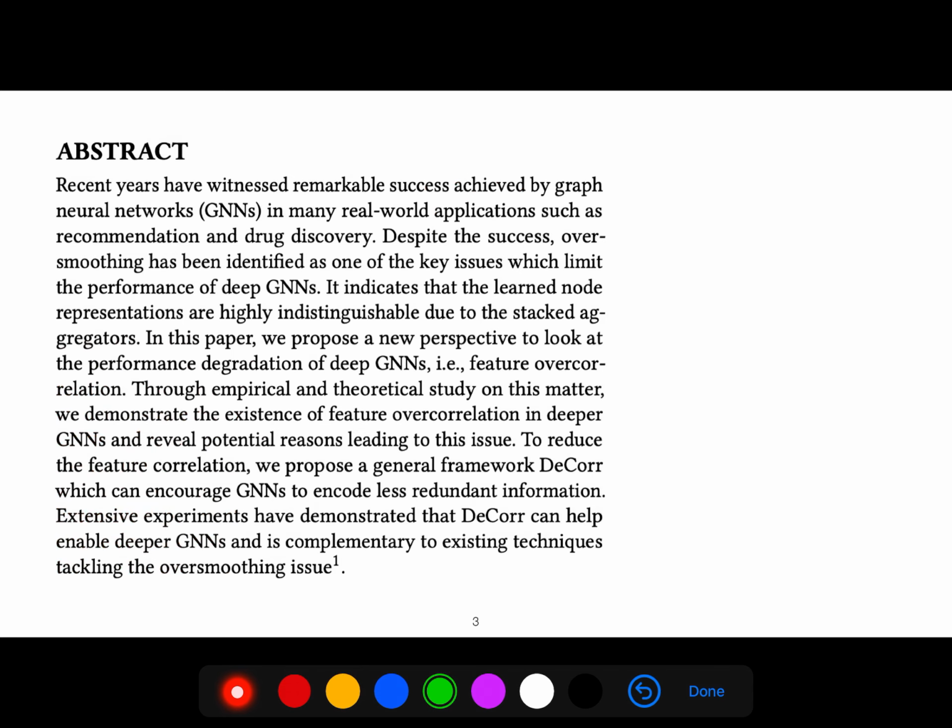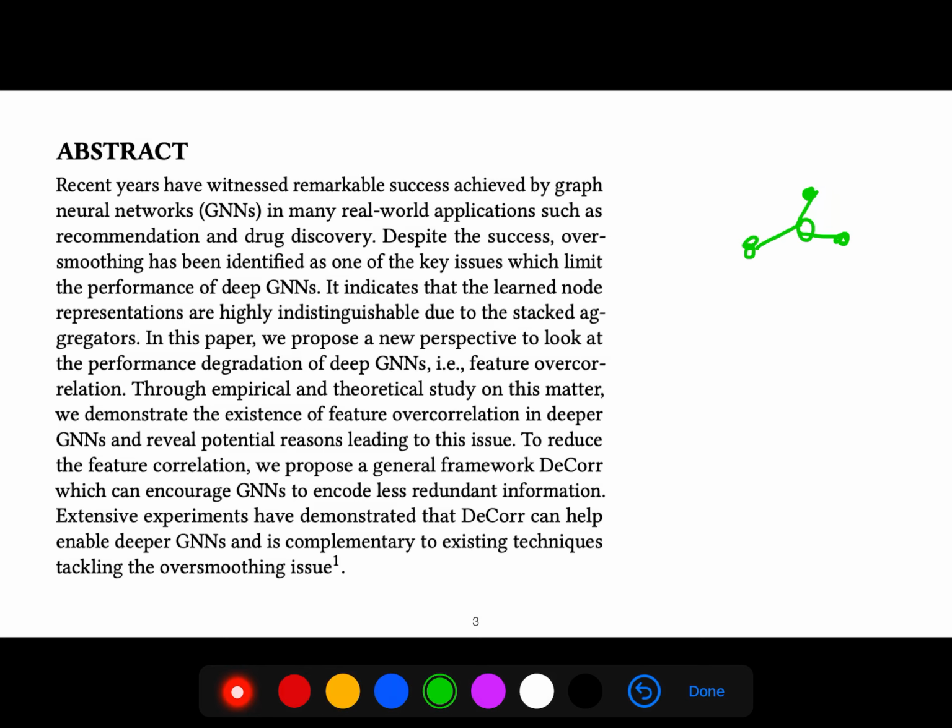So recent years have witnessed remarkable success of GNN. Despite the success, over-smoothing has been identified as one of the key issues which limit the performance of deep GNNs. It indicates that the learned node representations are highly indistinguishable due to stacked aggregators. So very near neighbors, their features are very close to each other. But in this paper, they propose a new perspective, looking at the performance degradation of deep graph neural networks.